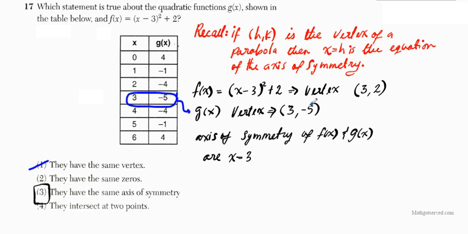Now what is the significance of the x-coordinate of a vertex? The x-coordinate of a vertex represents the axis of symmetry. Now since they have the same x-coordinates, that means they have the same axis of symmetry. Answer for number 17 is option number 3.